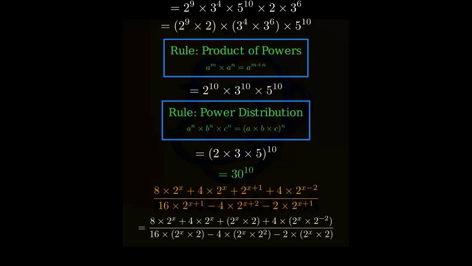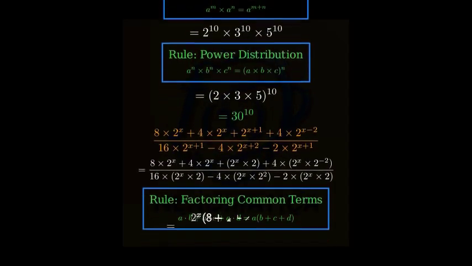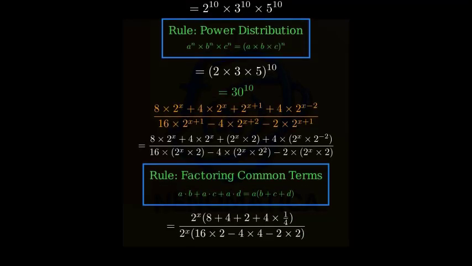Now, let's factor out 2 to the power of x from both the numerator and denominator. In the numerator, we get 2 to the power of x times the sum of 8 plus 4 plus 2 plus 4 times 1/4. In the denominator, we have 2 to the power of x times 16 times 2 minus 4 times 2 squared minus 2 times 2.